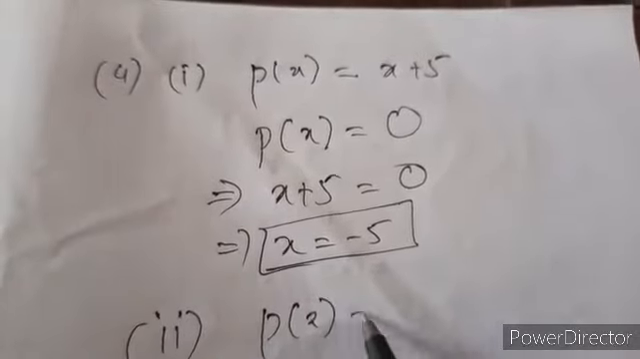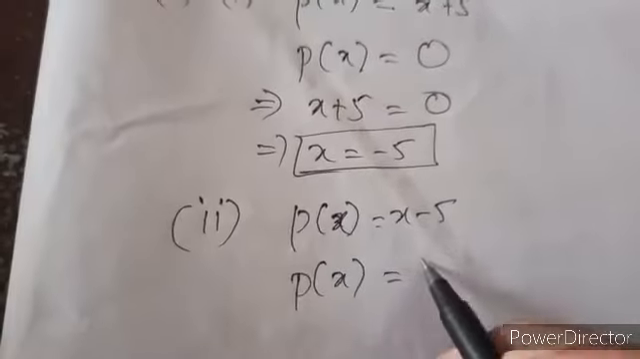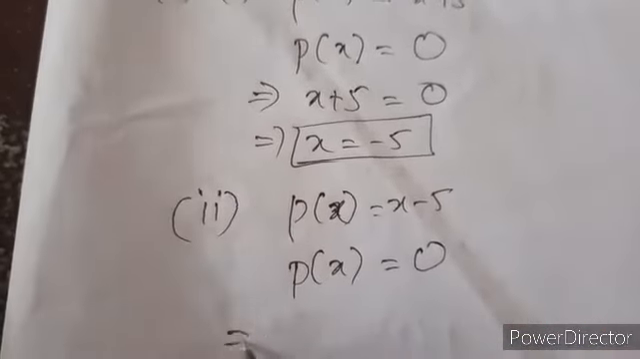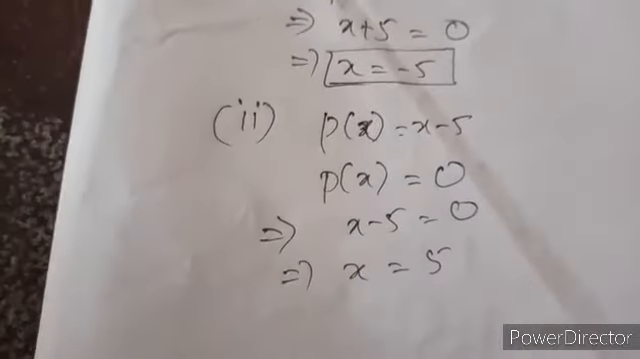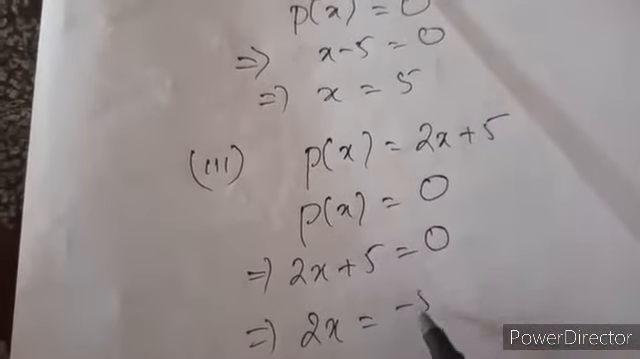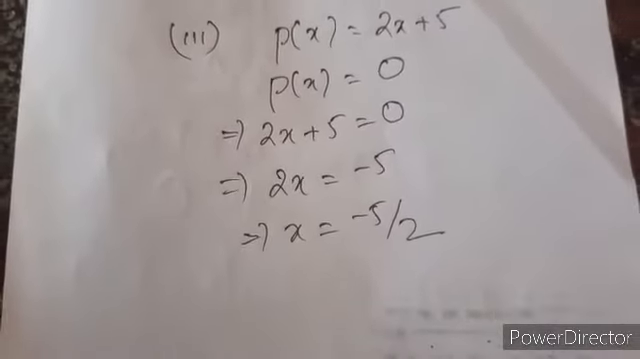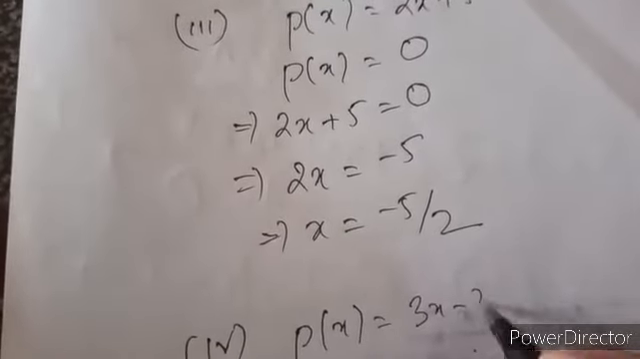Second is p of x equal to x minus 5. Same process, whenever you are asked to find the 0, you have to simply compare the polynomial with 0. So x minus 5 equal to 0, that means x is equal to 5. Okay. The third question, p of x equal to 2x plus 5. So 2x plus 5 equal to 0, that means twice x equal to minus 5, x is coming minus 5 by 2.